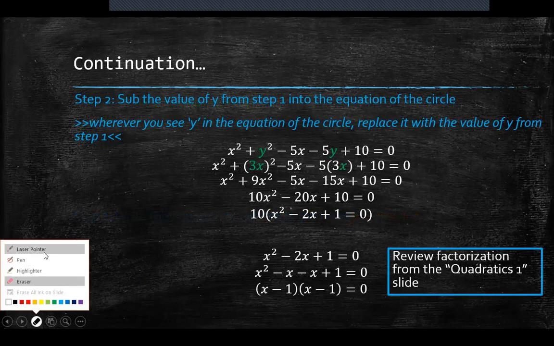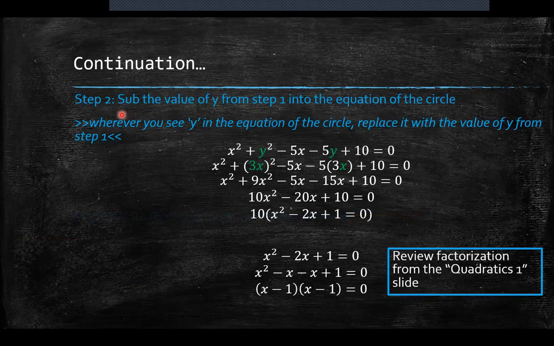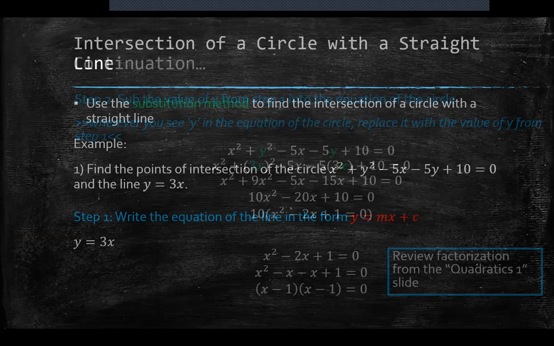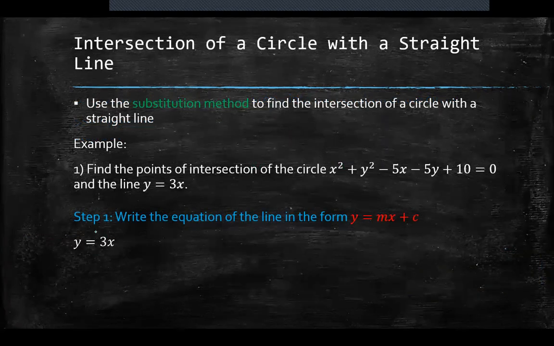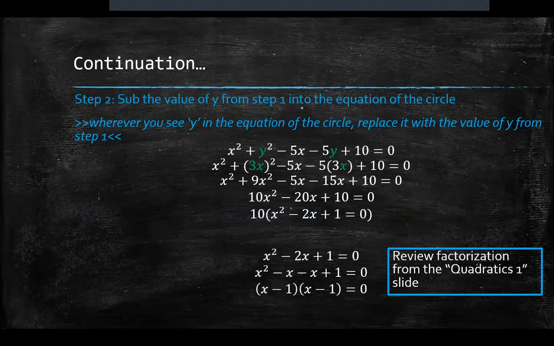Next step. Sub, which means substitute, the value of y from step 1. So the value of y is what y is equal to. And in this case, y is equal to 3x. So that's the value of y they're referring to, from step 1, into the equation of the circle. What does that mean? Wherever you see y in the equation of the circle, you're going to replace it with the value of y from step 1.